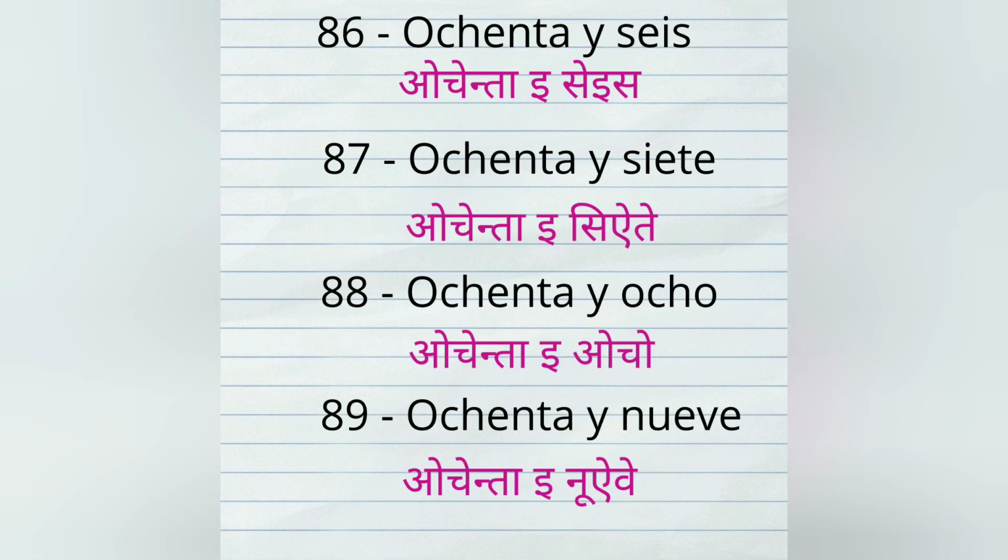Number 86 in Spanish is ochenta y seis. 87 is ochenta y siete. 88 is ochenta y ocho. 89 is ochenta y nueve.